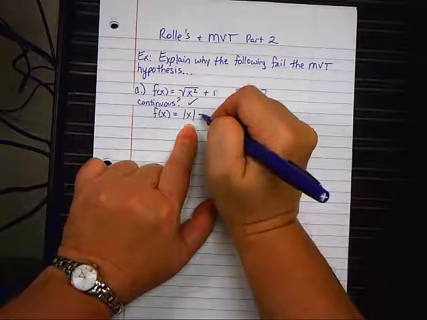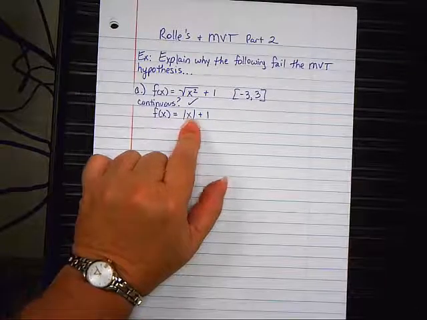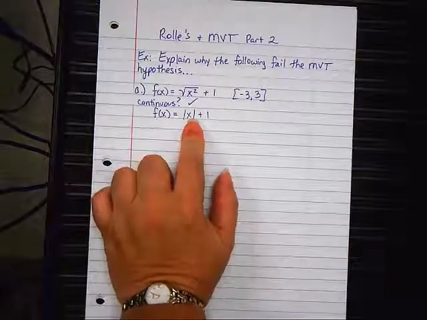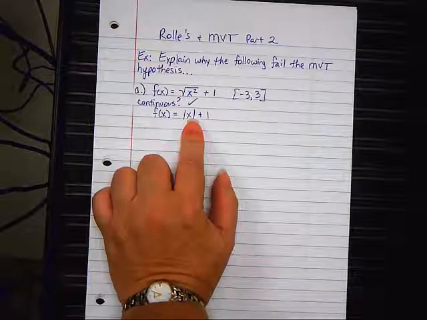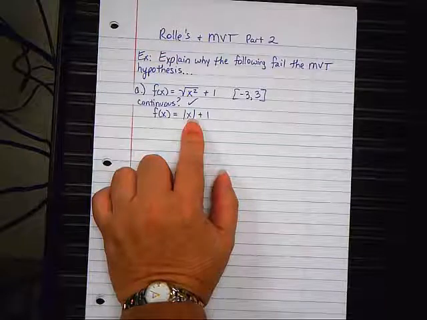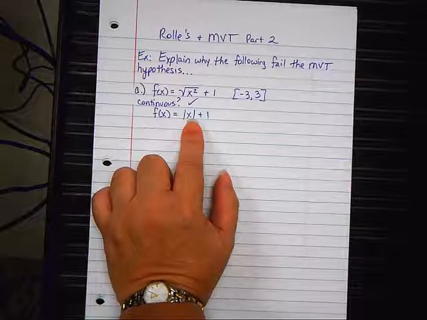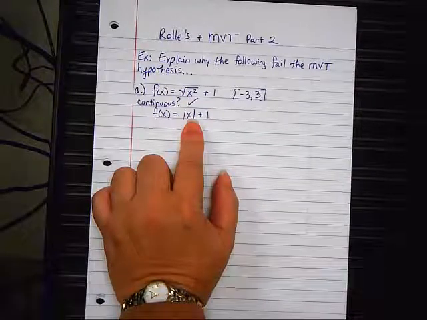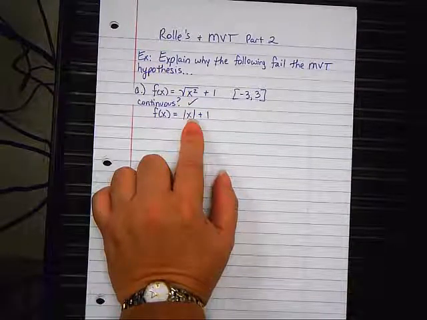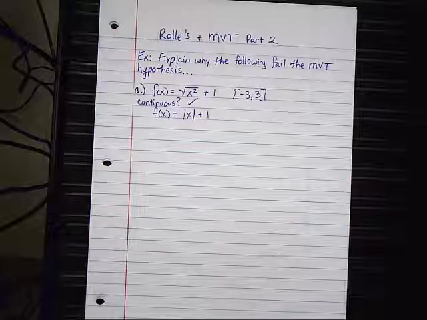Okay? Plus 1. Now, why is this now a differentiability problem? Who can tell me? What did I just talk about? Can you take the derivative of an absolute value? No. Is there a point on absolute values where it's not differentiable? Yes. Where? At the sharp corner, exactly.